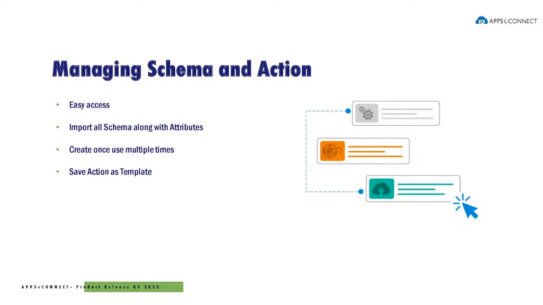So if you use the same app in another process flow, the schema created earlier will be available within that process flow also. Another feature is the action template. When you are defining the action within a scope, you will have the option to save it as a template at the global level. A saved action template can be easily reused in other process flows, either in as-is format or by making the modifications as per your need in the action template.